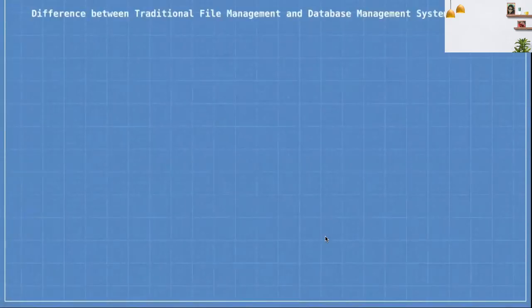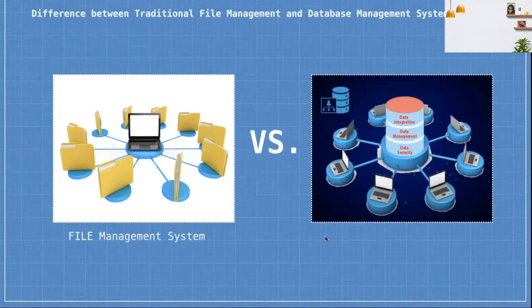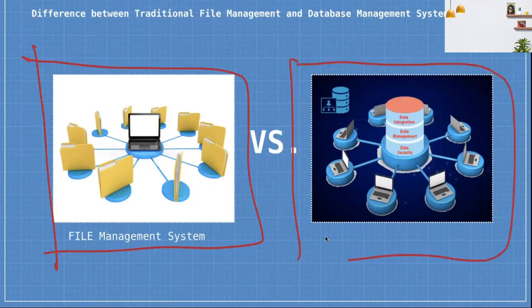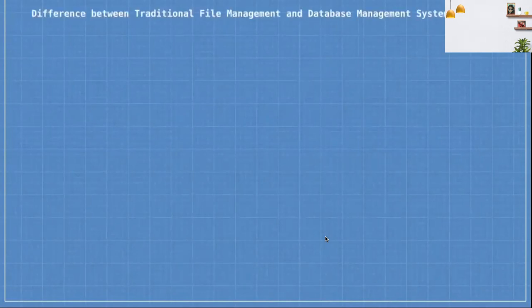To put a visual representation of the two, we will be using this image to associate to both. This one is for the file management system, and the other one is for the database management system. But before we proceed to discussing their differences and similarities, let's first define file system management.